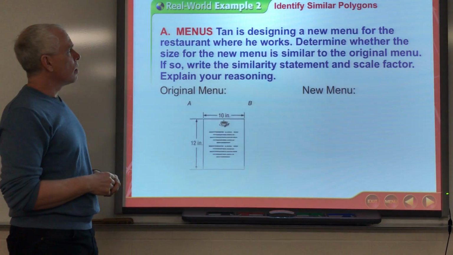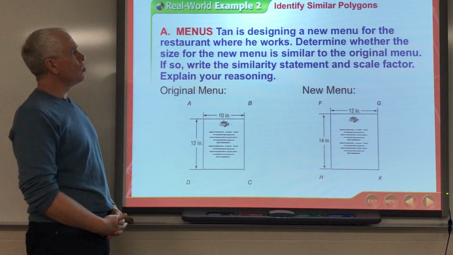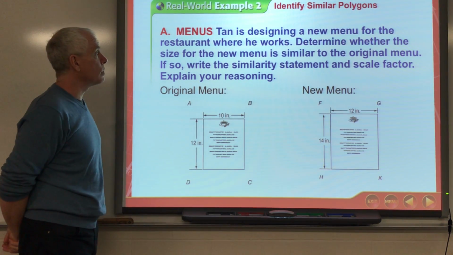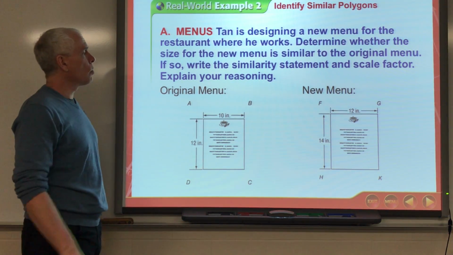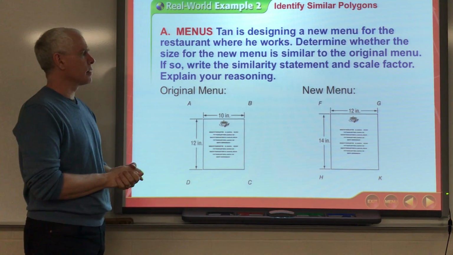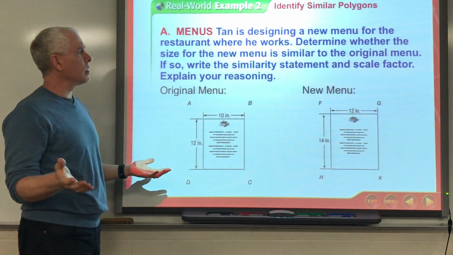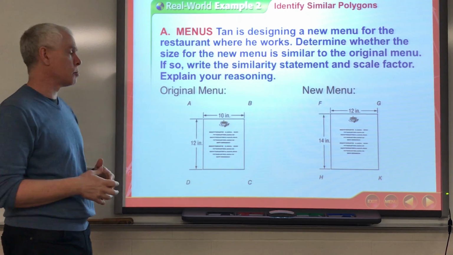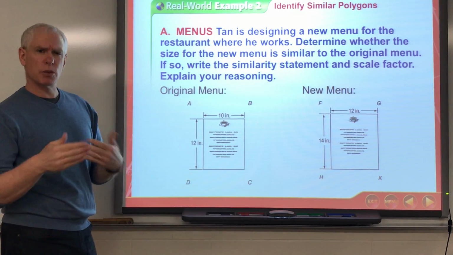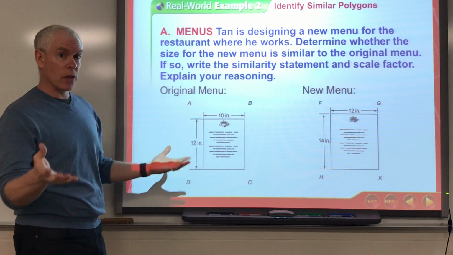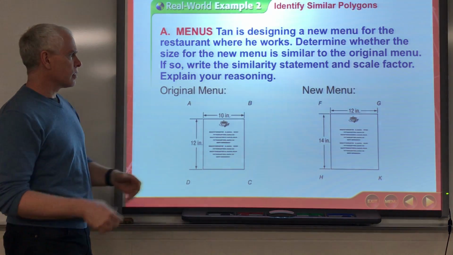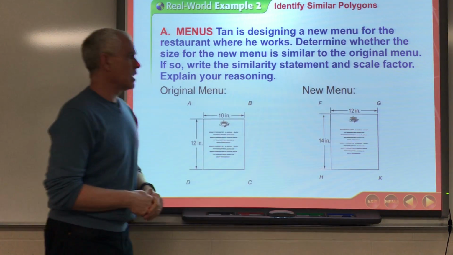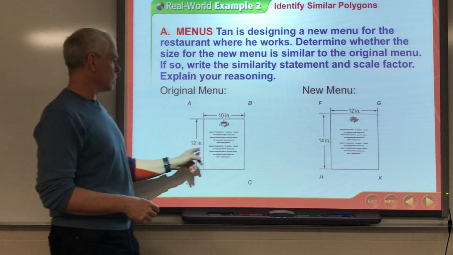Okay, so now Tan is designing a new menu for the restaurant where he works. Determine whether the size for the new menu is similar to the original. If so, write the similarity statement and the scale factor. Okay, in order for us to determine if they are similar, we have to look at that scale factor and see if it's the same for all of the corresponding parts. They're both rectangles, so we know the corresponding angles are congruent. They're all 90 degrees. But we need to check the sides. So the top for both of them, 10 over 12, would be that scale factor, and then the left side's 12 over 14.